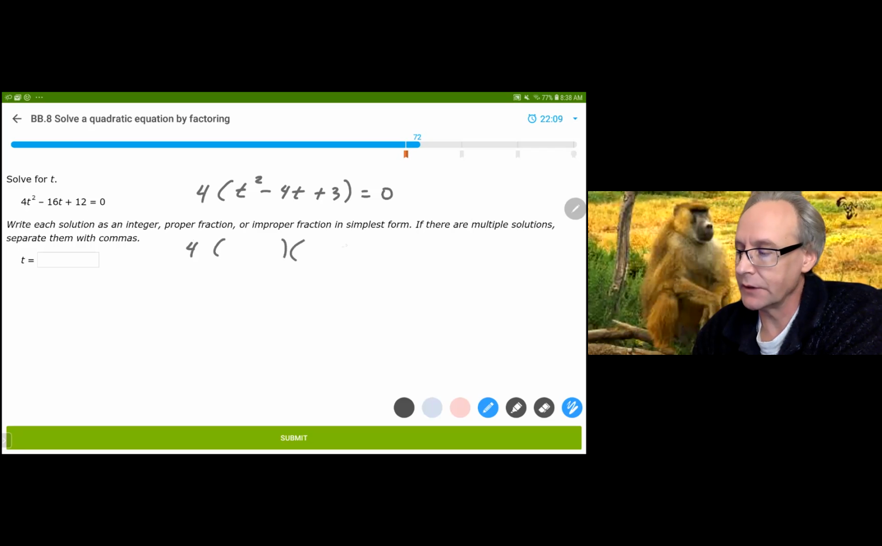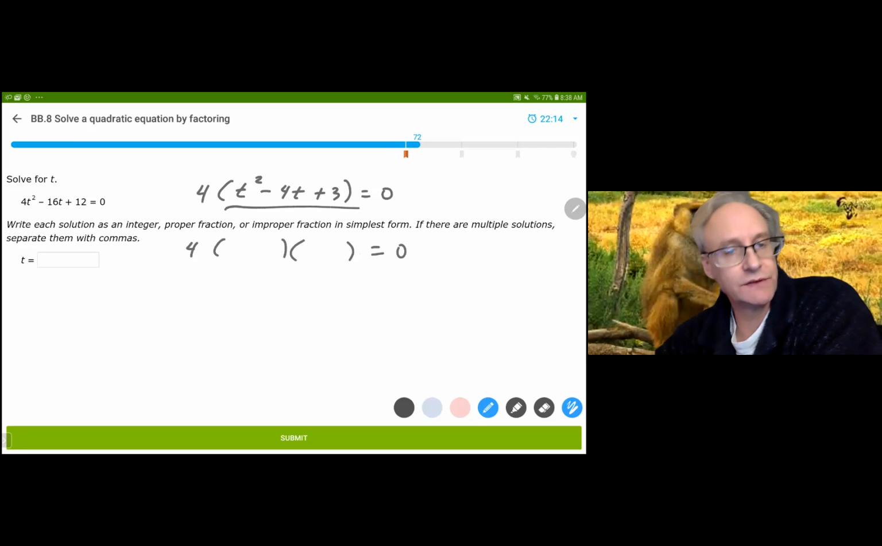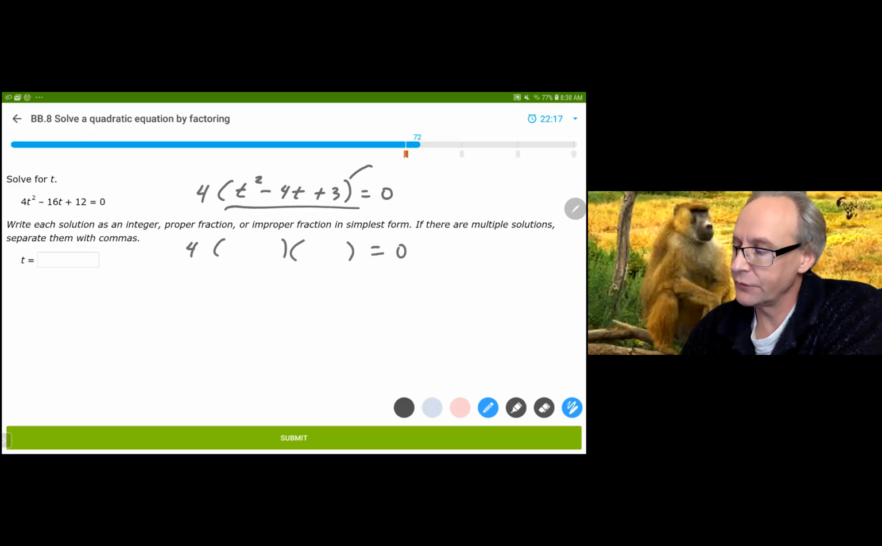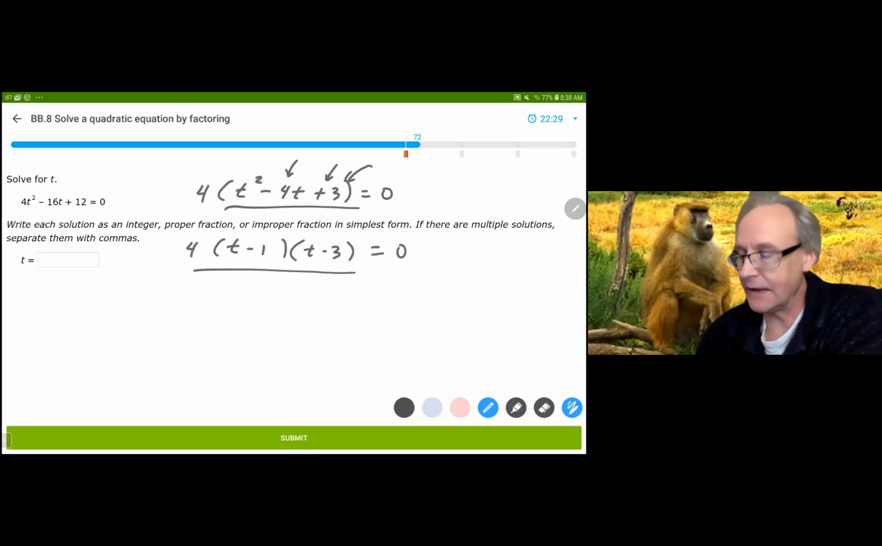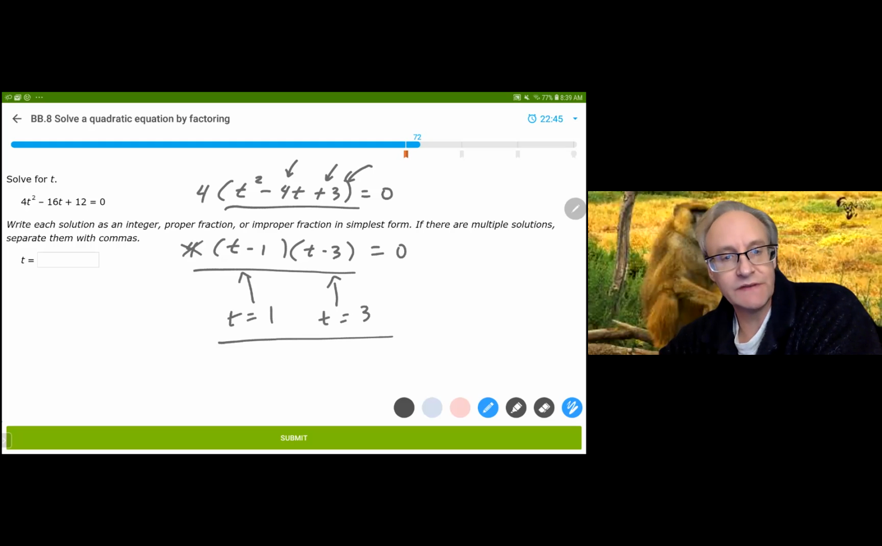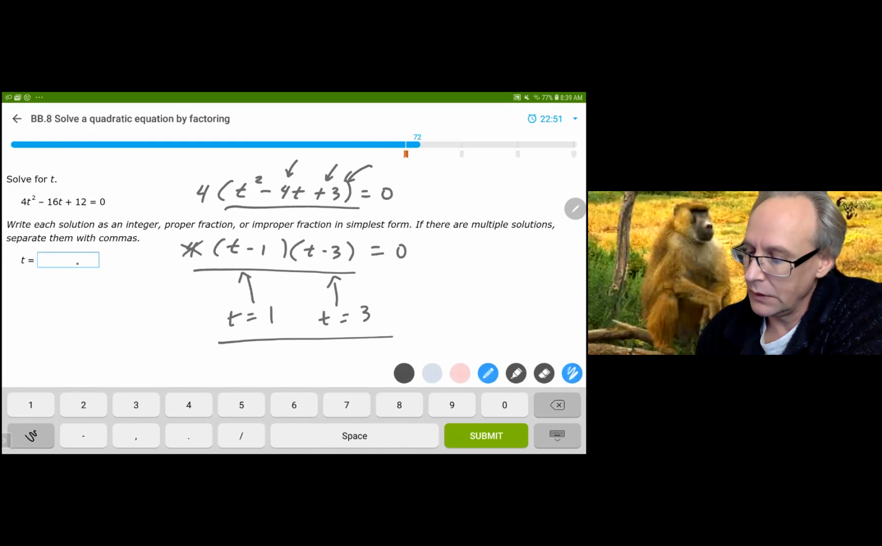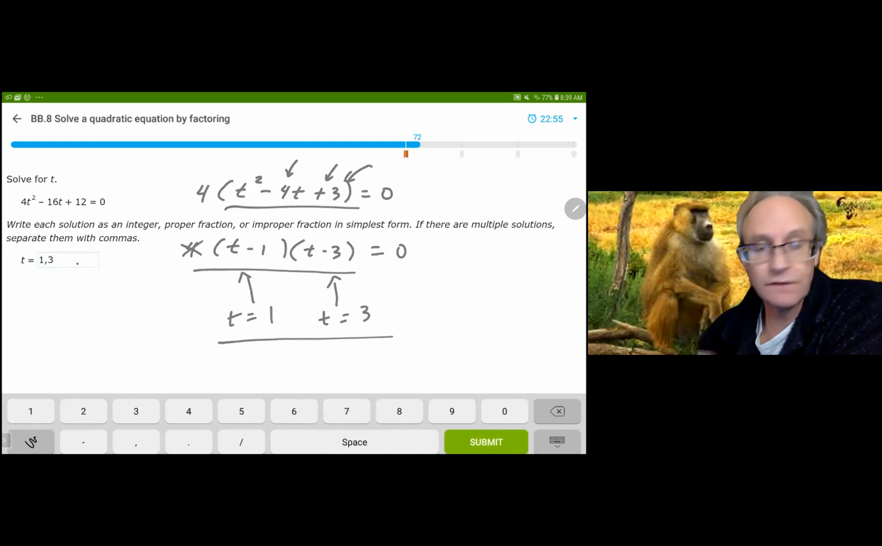But hopefully you can factor this pair into its 2 parts. We want a product of 3 and a sum of negative 4, which is t minus 1 and t minus 3. If you need to practice that a bit, go ahead. Again, I could have divided out the 4 and the 4 would be gone, because the 4, there's no way it's ever going to be 0. This could be 0 if t equals 1, and this could be 0 if t equals 3. Again, a common mistake is to try negative 1 and negative 3 as solutions, and they're not right. This is going to be 1 and 3. Those are my 2 solutions.